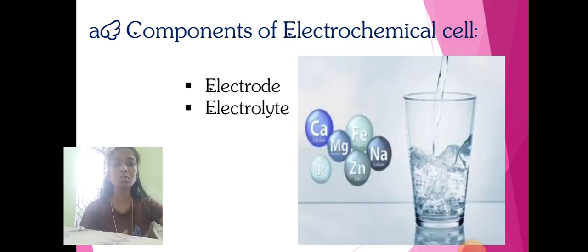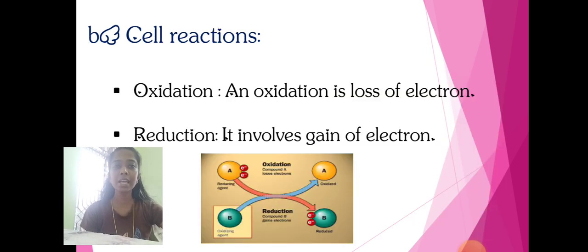Next are the components of the electrochemical cell. There are two components present in an electrochemical cell. They are electrode and electrolyte. Then the cell reactions involved in this electrochemical cell are oxidation and reduction. Oxidation means loss of electrons, whereas reduction means gain of electrons.